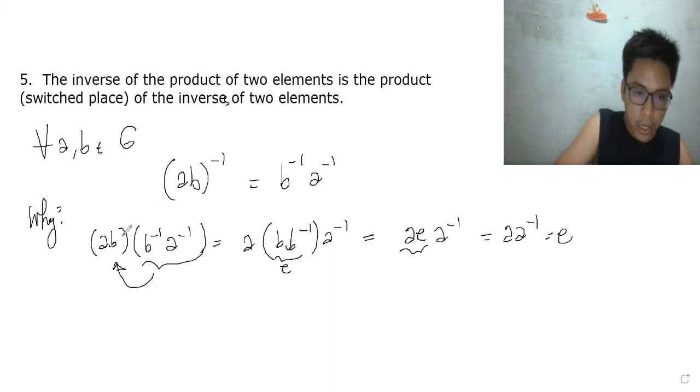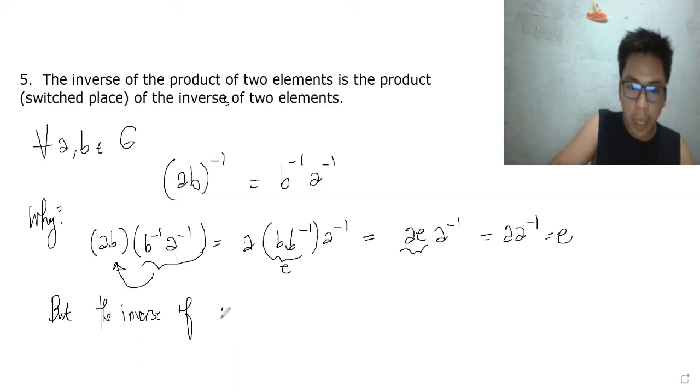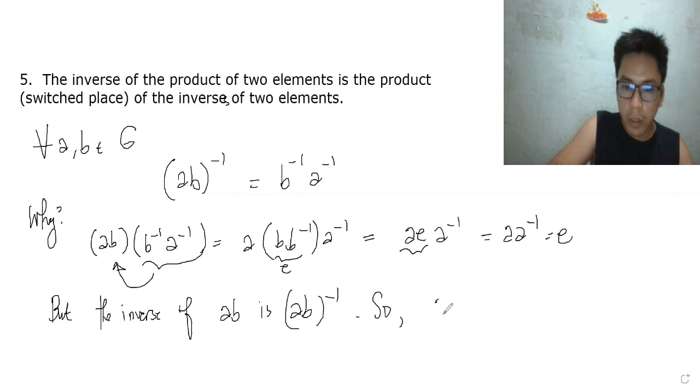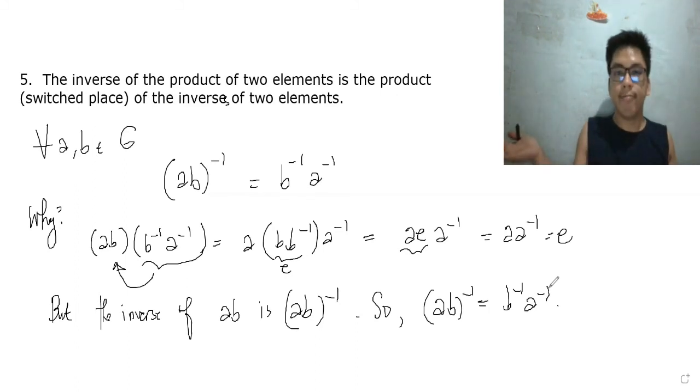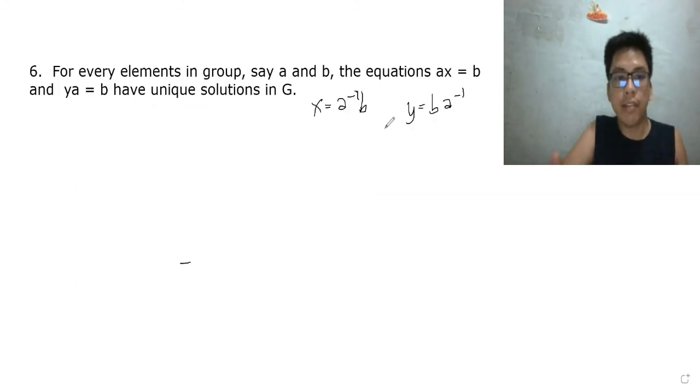But remember, the inverse of AB is this one. So AB inverse is the same as B inverse A inverse. That's it. Okay, so number 6, the last property.